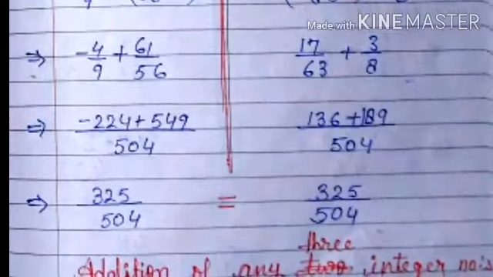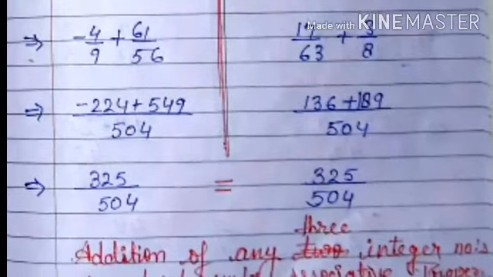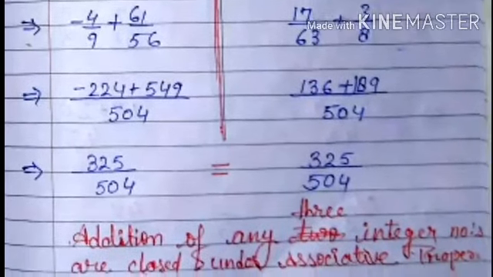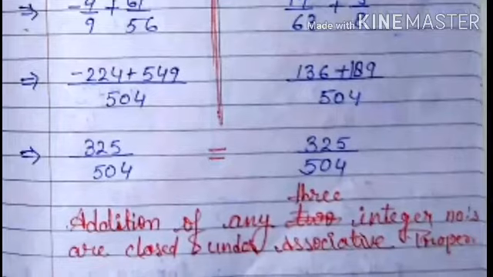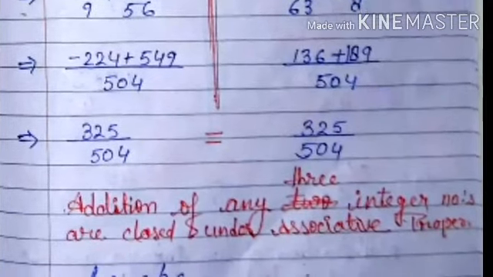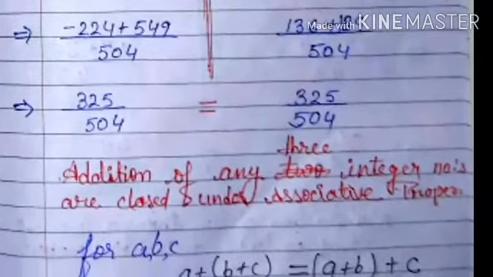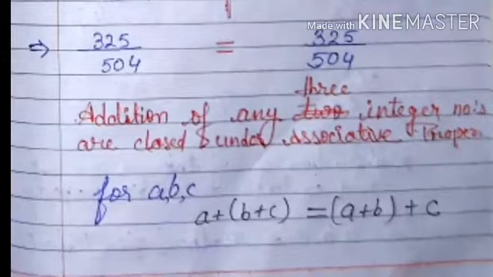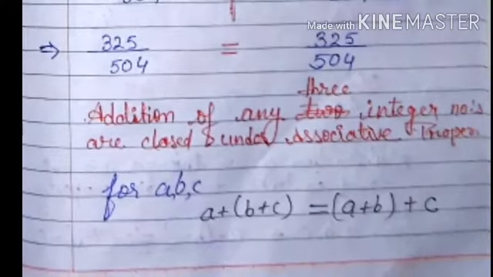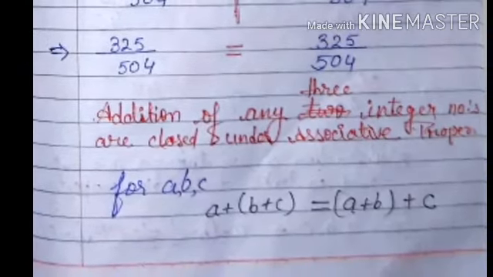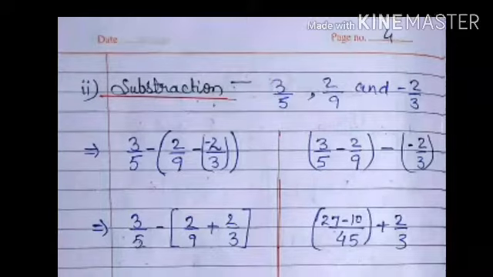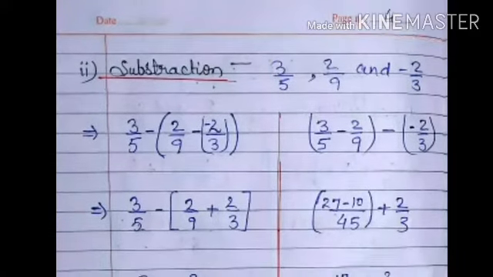325/504, and on the other hand we get the same. So we can say that the addition of any three rational numbers is closed under associative property. For three rational numbers a, b, c, a plus the sum of b plus c is equal to the sum of a plus b, plus c. Now we will check this property for subtraction.